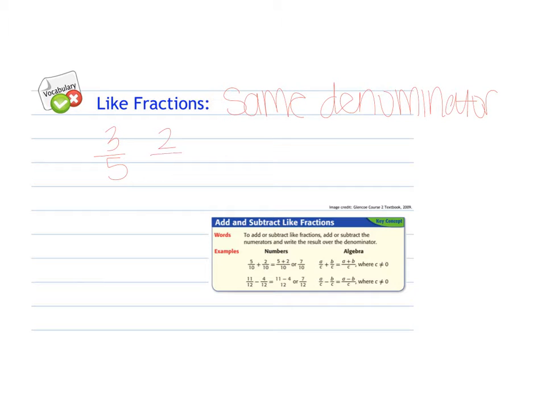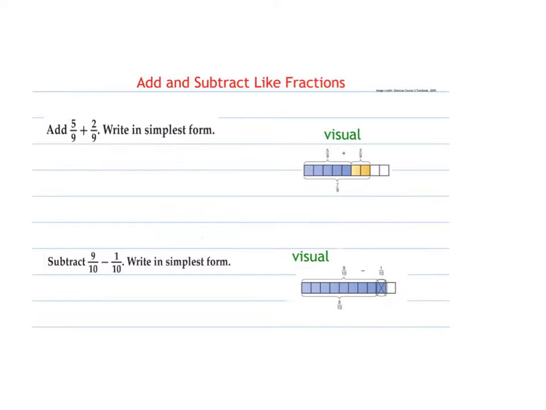3/5 and 2/5 are like fractions. 1/8 and 7/8 are like fractions. So we can see that there's a 5 and a 5, 8 and 8, so same denominator. When we add and subtract like fractions, we add or subtract the numerators and then write the results over the denominator. So let's wait to write that down and we'll do some problems and then we'll write the steps after.